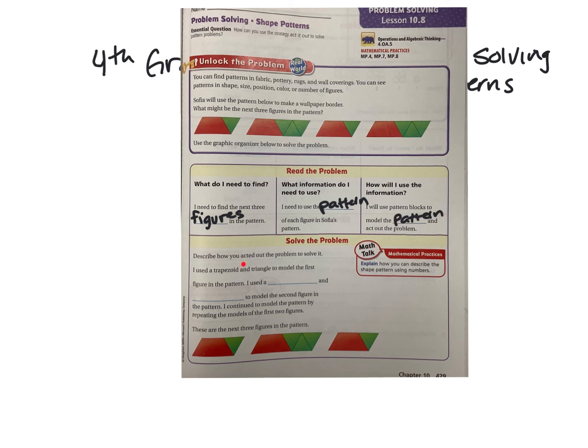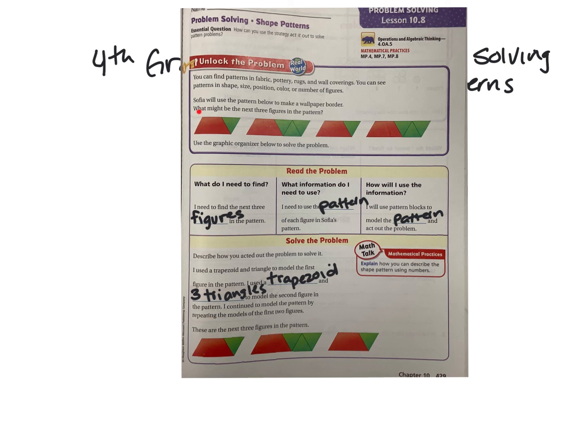So to model it, we could use a trapezoid and a triangle to model the first figure in the pattern. Then for the next one, we would use a trapezoid and three triangles, 1, 2, 3 triangles flipped over, to model the second part. I continued to model the pattern by repeating the models of the first two figures. These are the next figures in the pattern.